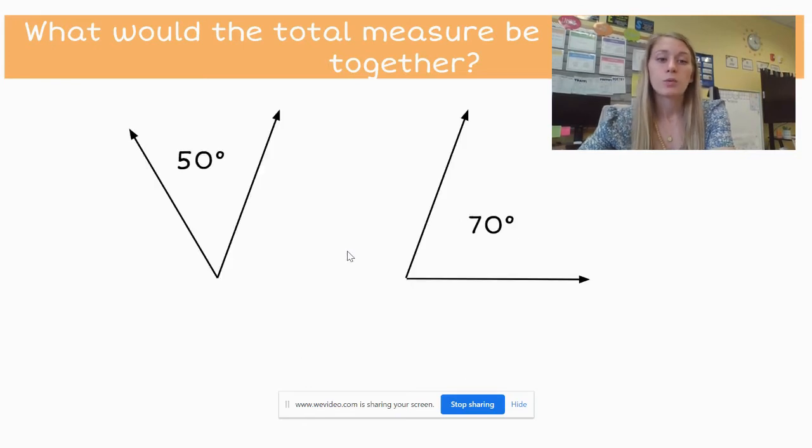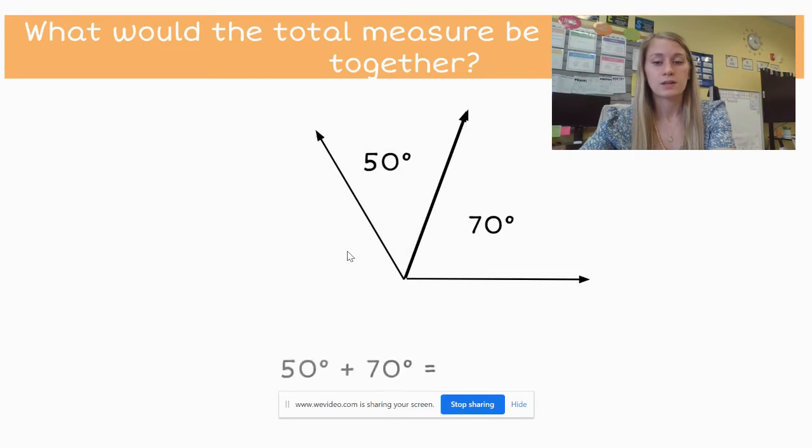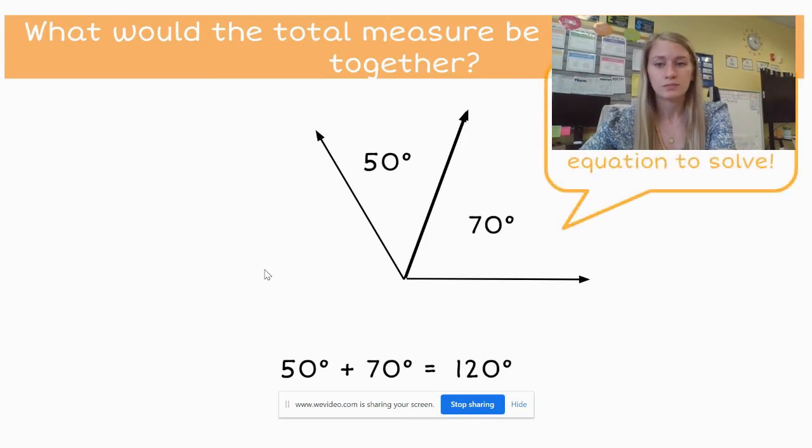Next thing here, what would the total measure be if we put these together? So again, we're going to think the same thing. We're going to put the angles together, and essentially we're going to add the angles up. So we're going to put 50 right next to 70 to make one large angle. Now, if you know how to identify this angle, you would say this is an obtuse angle because you know it's more than a right angle. So we have 50 plus 70 degrees is 120 degrees, definitely an obtuse angle.